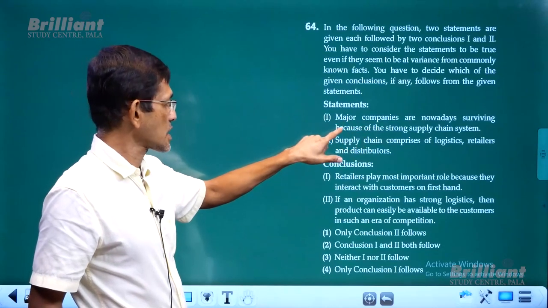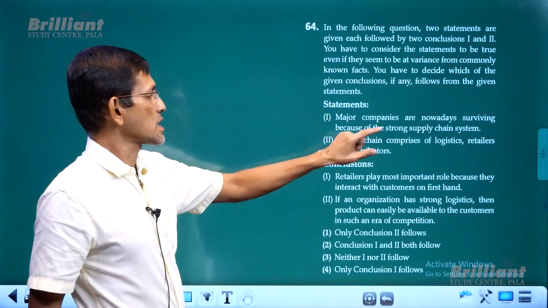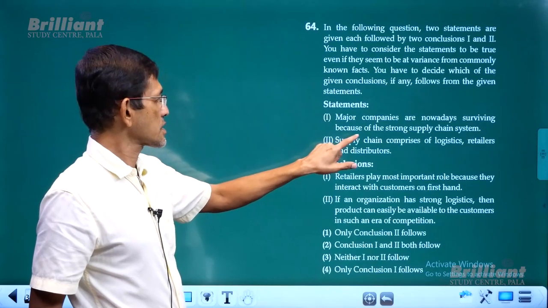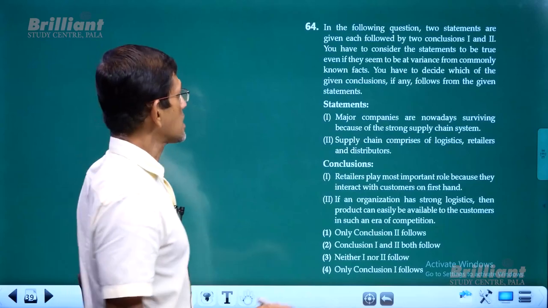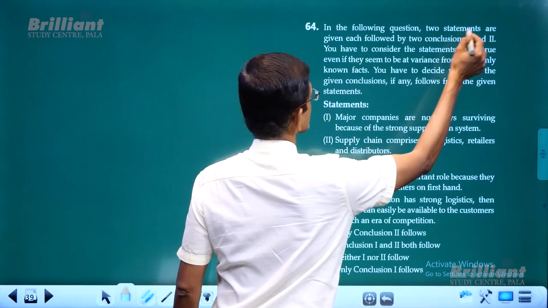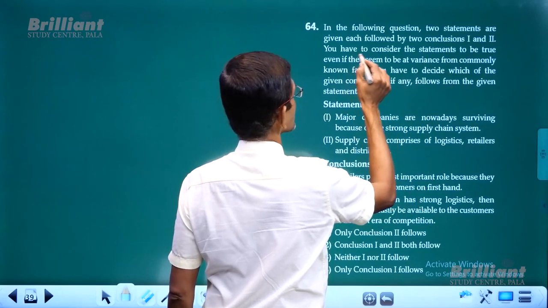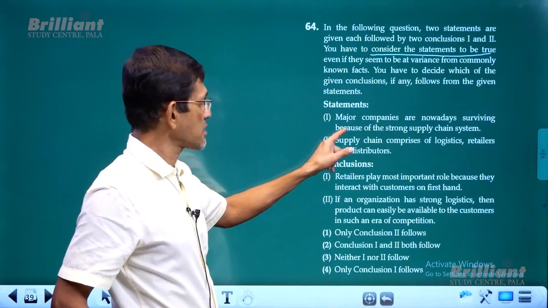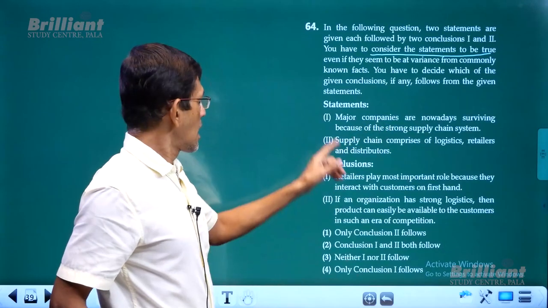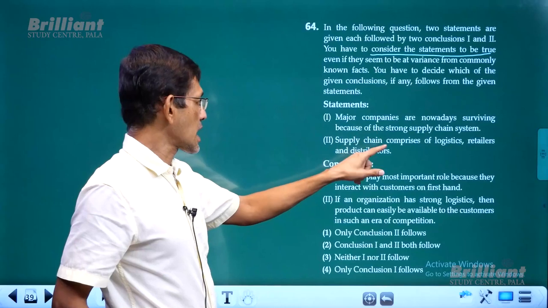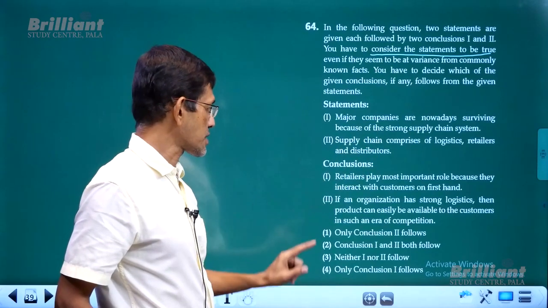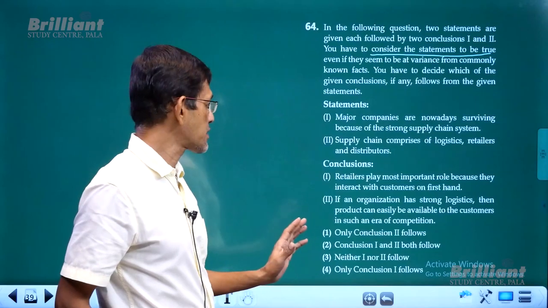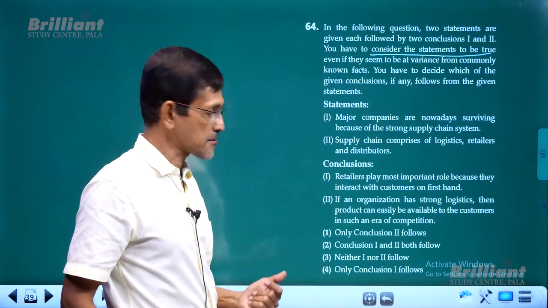Major companies are nowadays surviving because of the strong supply chain system. And the second statement, supply chain comprises of logistics, retailers and distributors. So you have to consider the statements to be true. So these two statements are true. And we have to look at the conclusions. Here, we don't need to draw the diagram because this is not a deduction or syllogism type question. So what we have to do is look at the conclusions and apply your common sense.